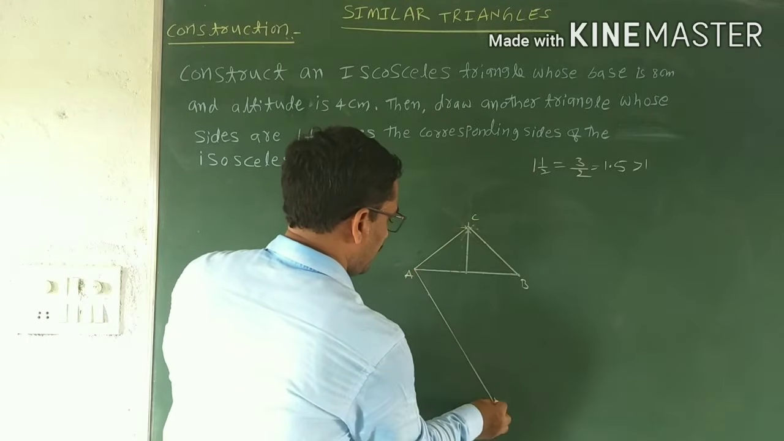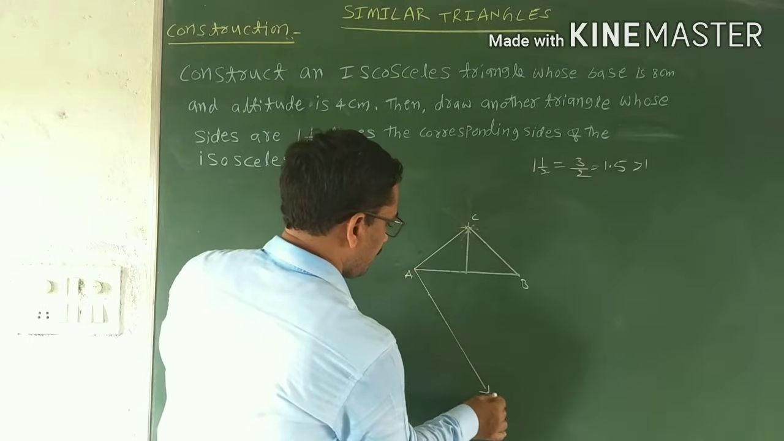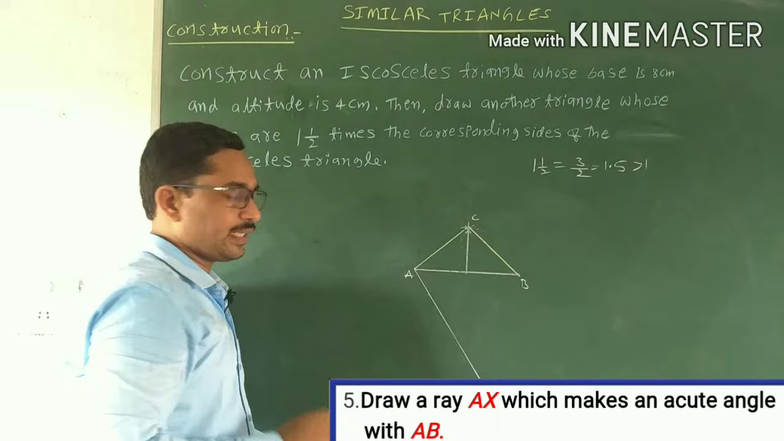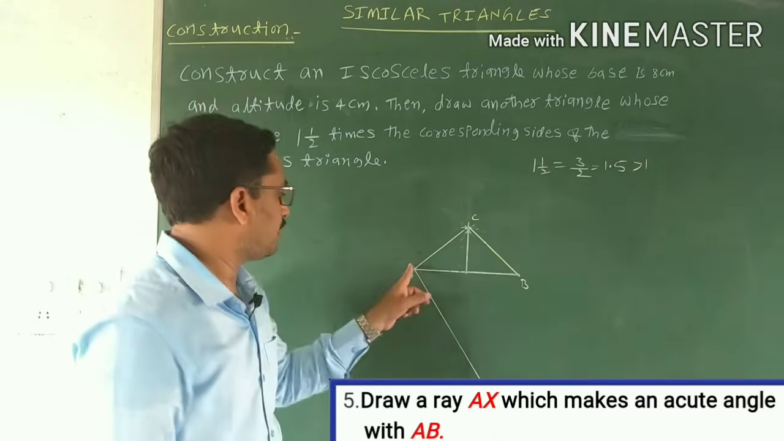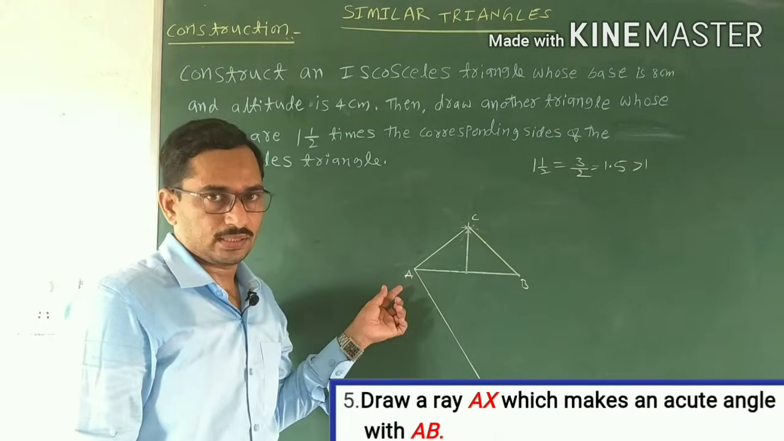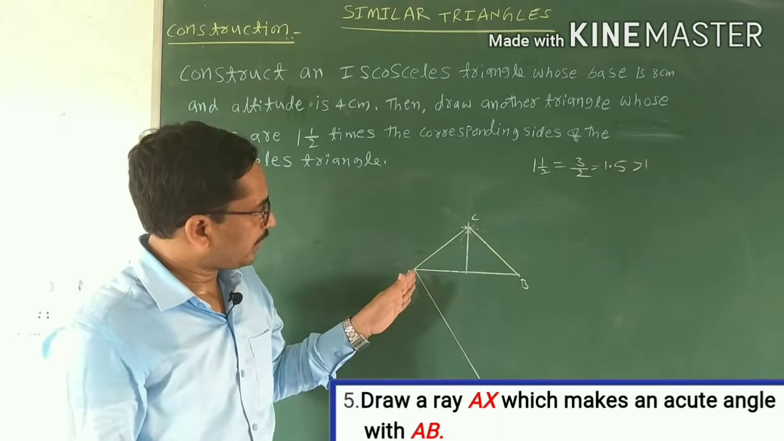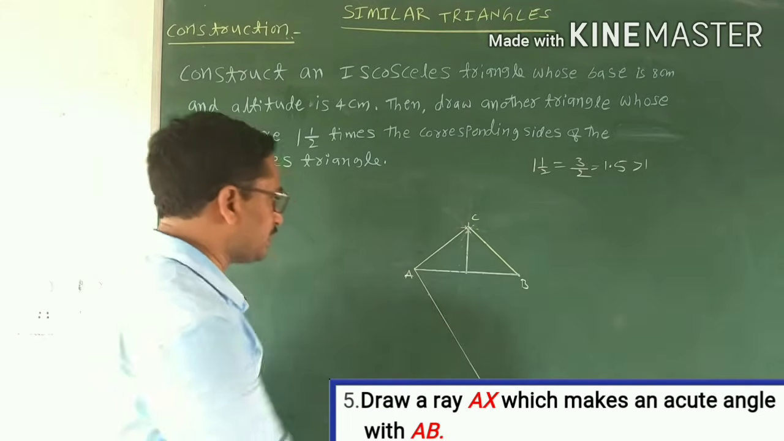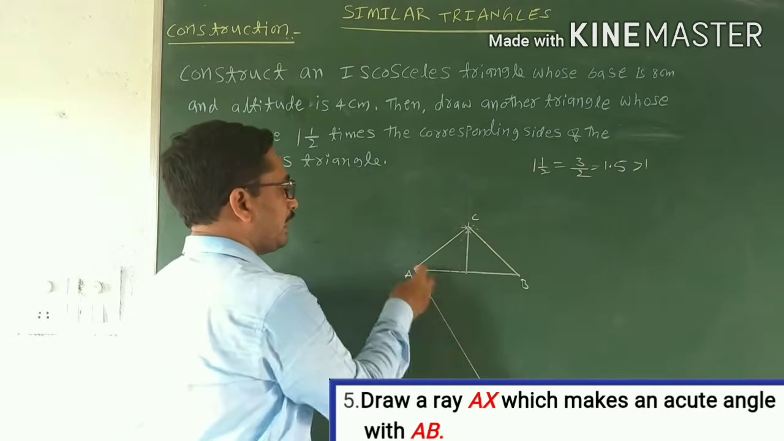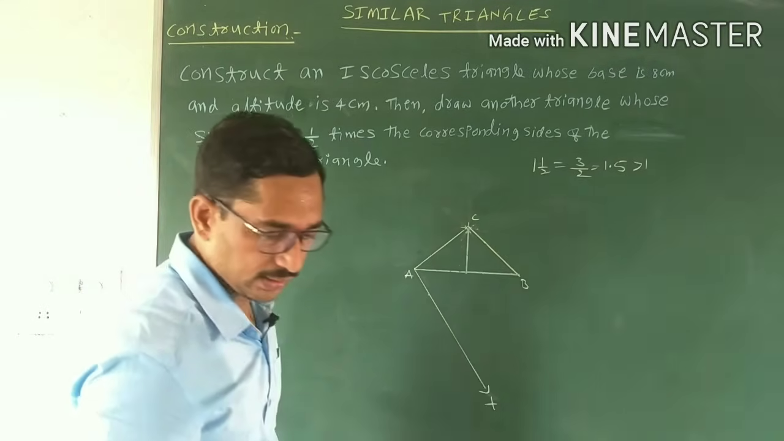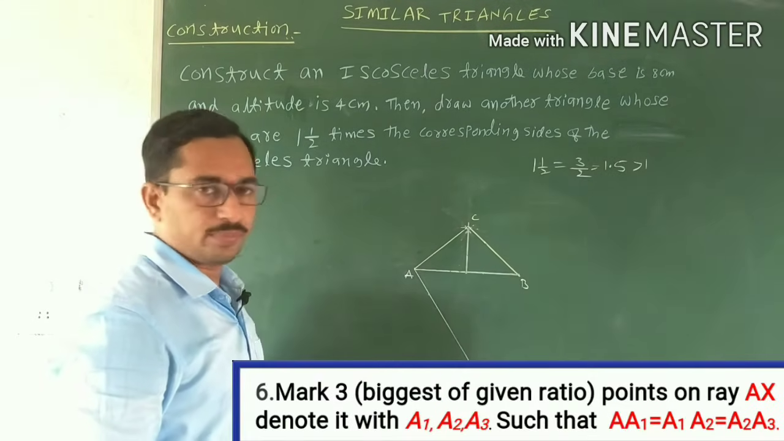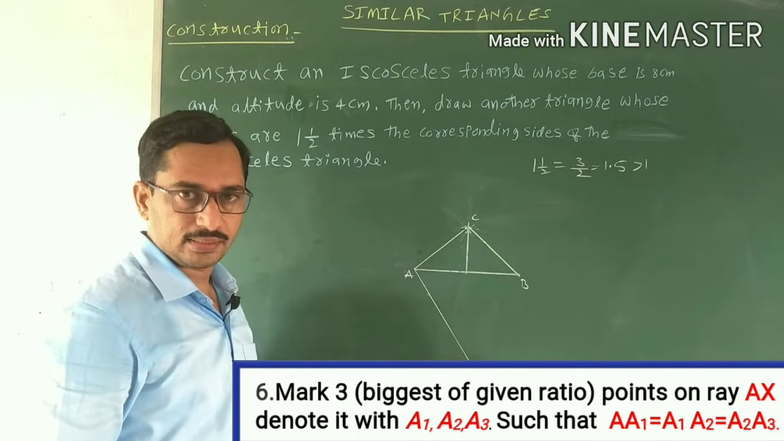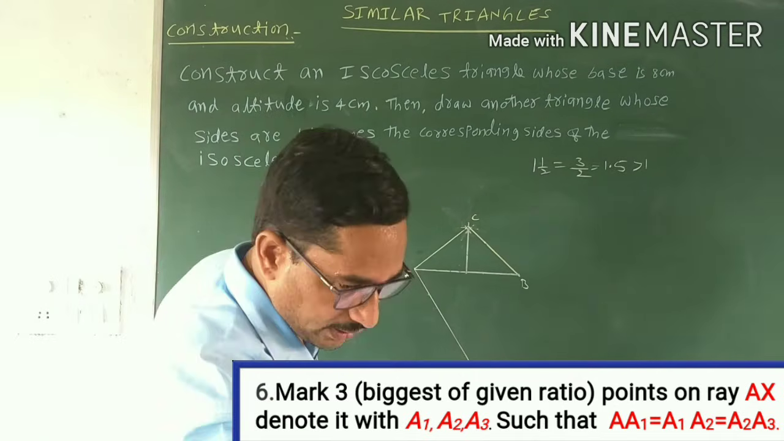Denote the ray AX, which makes an acute angle with AB. No need to measure the angle, but take an acute angle, meaning less than 90 degrees. So here the angle between AB and AX is an acute angle. Now next we have to locate 3 points on the ray AX.